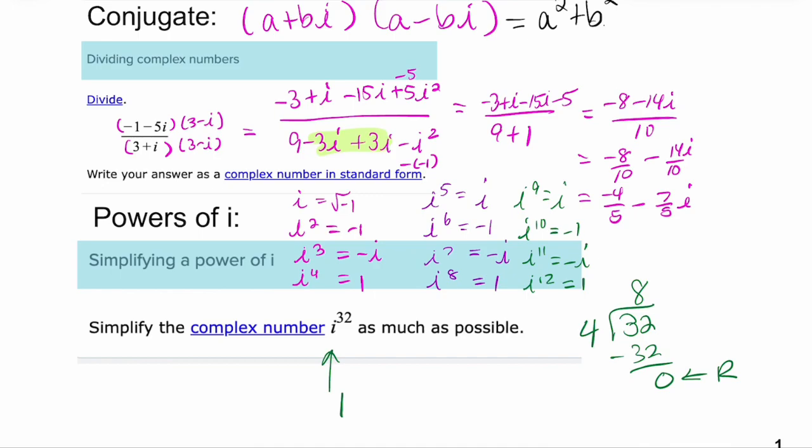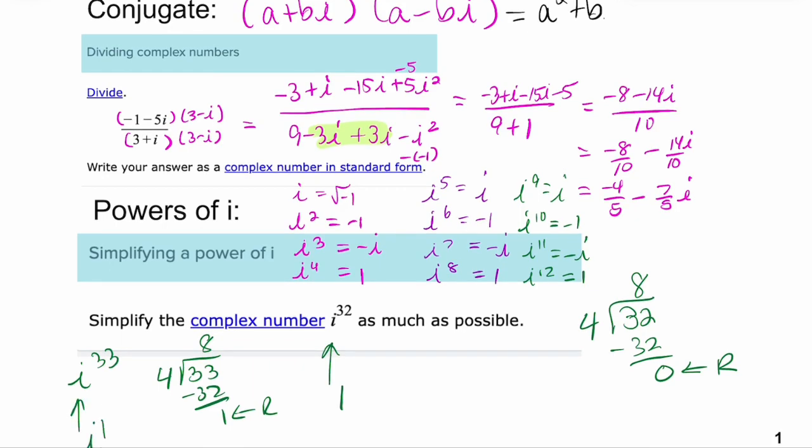What about i to the 33? Let me show you. If it was not 32, but 33, when you go to do that division by 4, the closest you can come is 8. What's our remainder? 1. How many i's are we going to have? One. So that's just i to the first. You don't have to write the one. It's something called mod 4. You're always concerned with how many 4s are in there and what's your remainder.